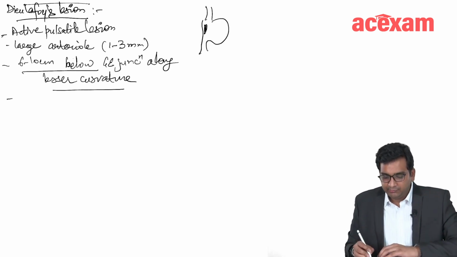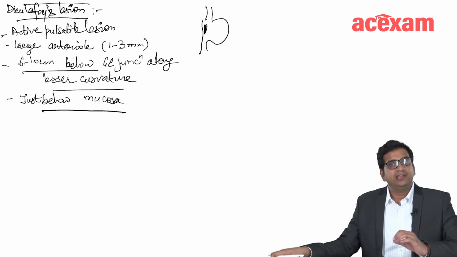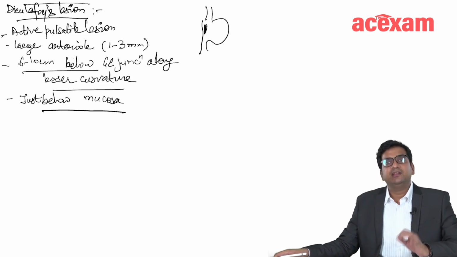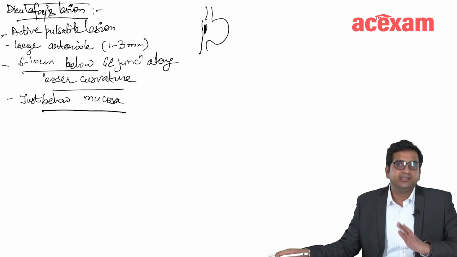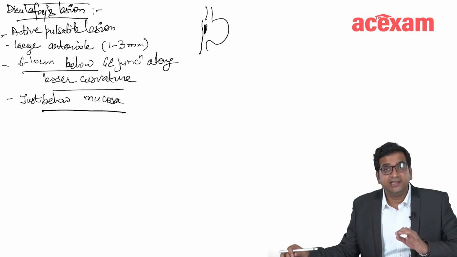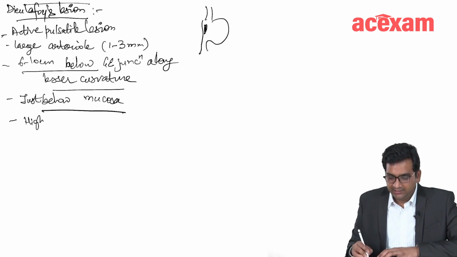It is placed just below the mucosa. So if a person is very casual while doing endoscopy, there is possibility of missing the lesion in case there is no active bleeding at the time of upper GI endoscopy. So this is very important. In case there is no bleeding, then there is a possibility of missing this lesion at the time of endoscopy. Okay. There is high rebleeding risk, Forest type 1A, high rebleeding.